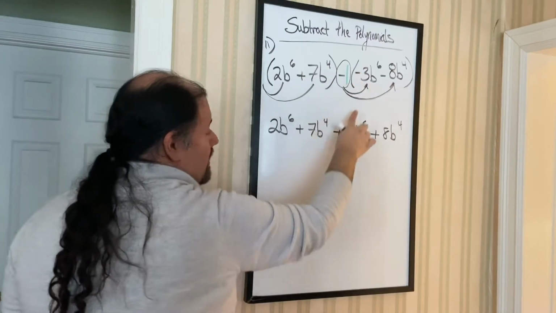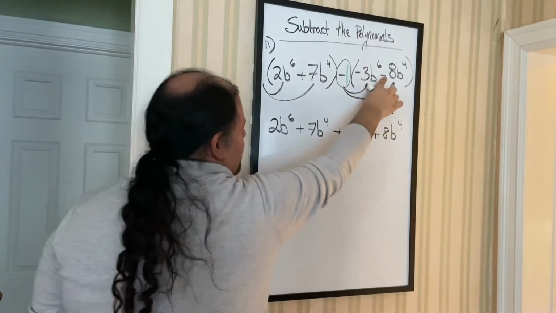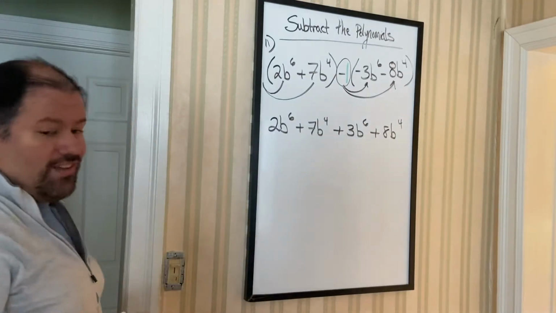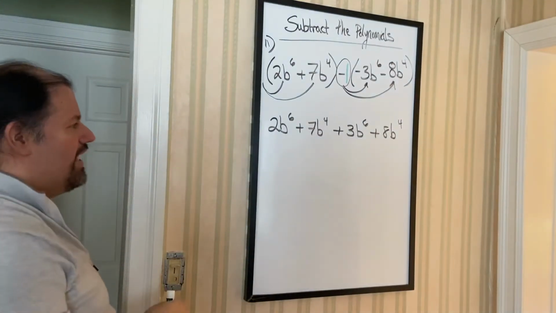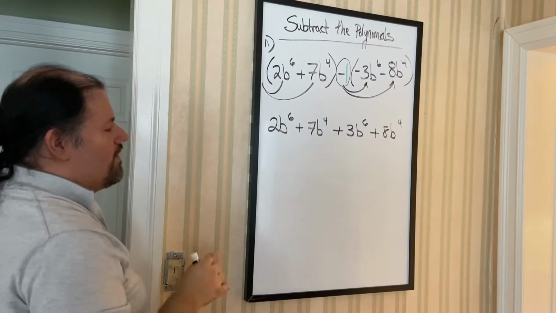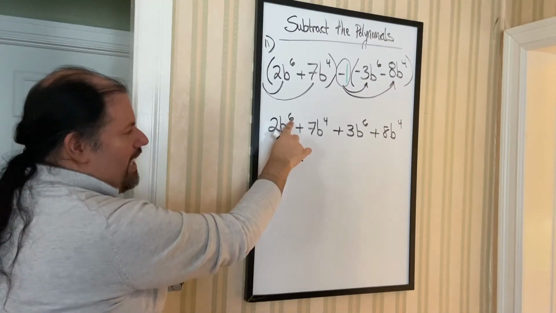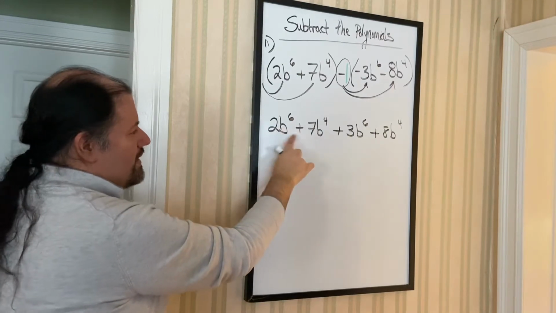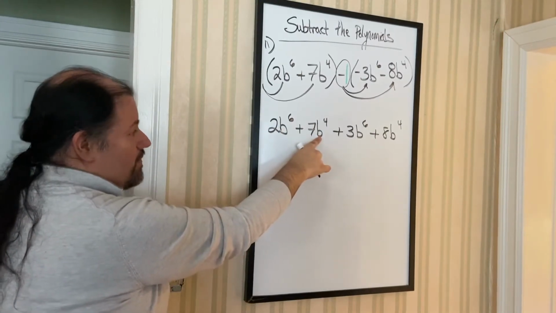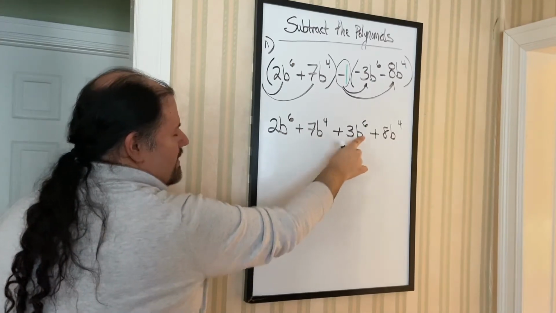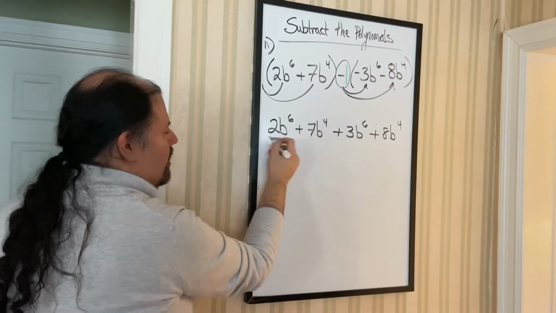See how it was a negative? Change to a positive. Was a negative here? Change to a positive. Once you complete your first step, your second step is to combine like terms. Remember, like terms have the same letter, but also the same exponent. So b to the 6th and b to the 4th are not like terms, but this guy and this guy, both b to the 6th, are like terms.